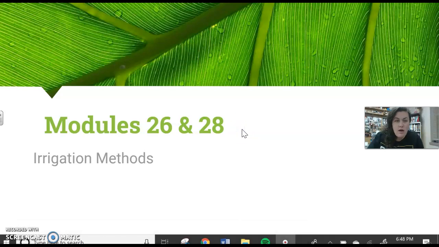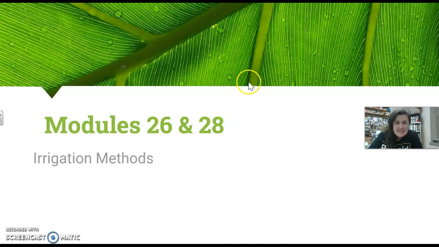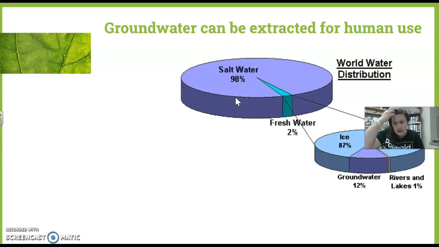Guys, so we are going to get into modules 26 and 28 where we talk about different irrigation methods. So let's just go ahead and get into it. The point of this is to talk about different ways that we water the crops that we plant, but to get to that we need to first talk about groundwater and where our water comes from.